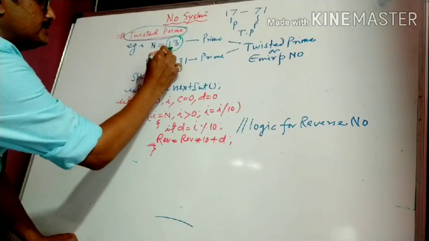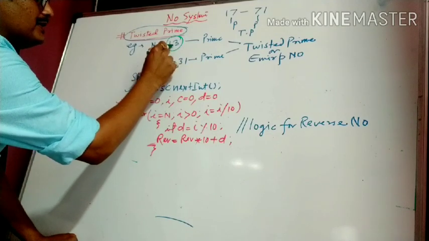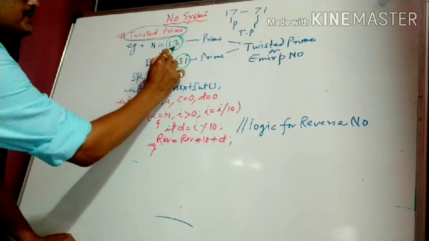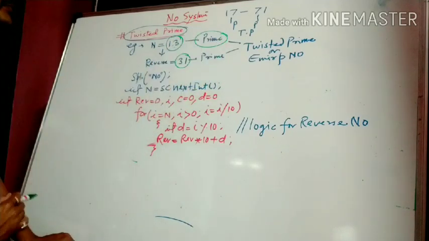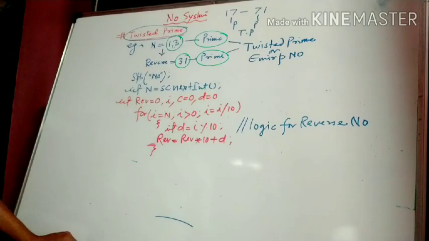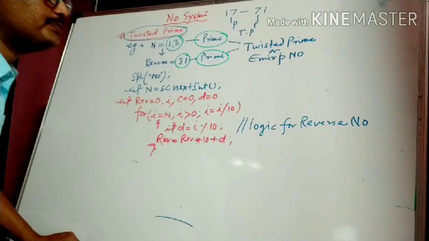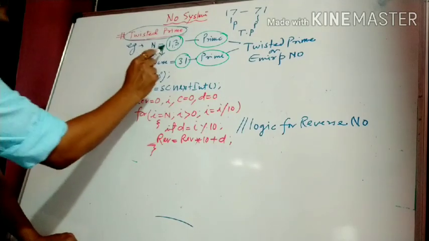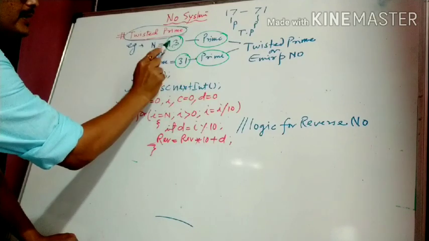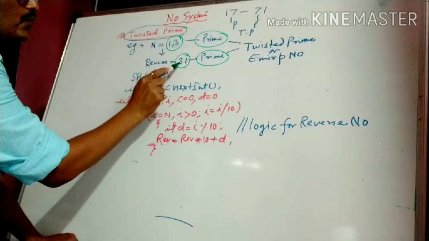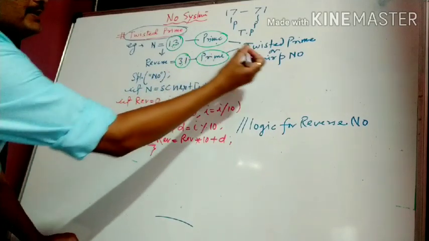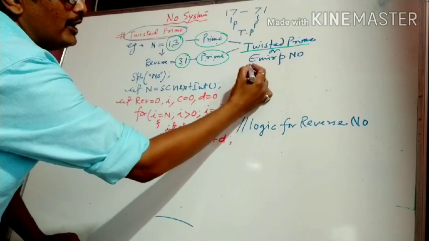The reverse of the number 13 will be 31. If the original number is prime and the reverse of that number is also prime, that is known as a twisted prime. Once again, if you input 13, this 13 must be prime. The reverse of 13 will be 31. 31 is also prime. If both numbers are prime, that is known as a twisted prime or Emirp number.